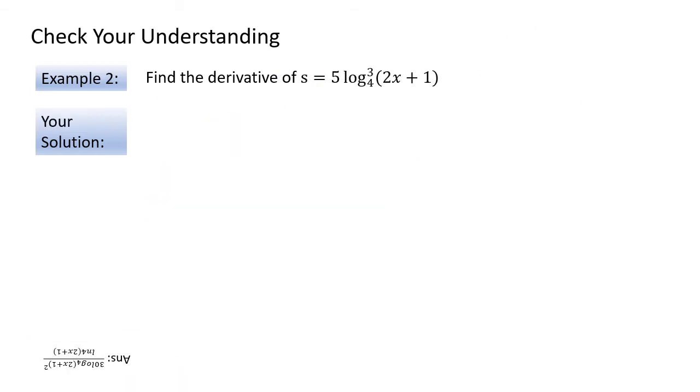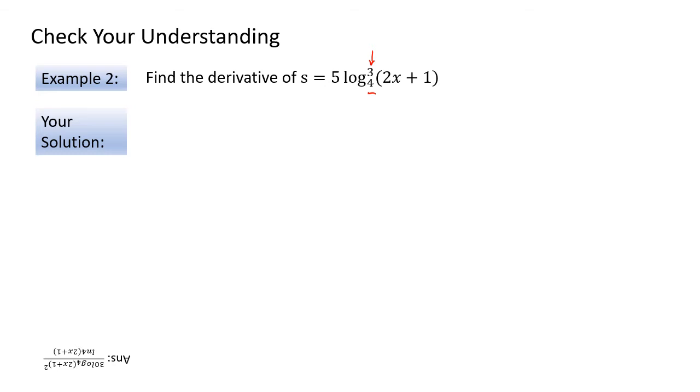So our second example is find the derivative of s equals 5 times log base 4 cubed of 2x plus 1. I'm going to do them using the ln option, not the log one. Again, you've heard me throughout this lecture say that I prefer that method, so I'm going to do the remainder of these questions that way.